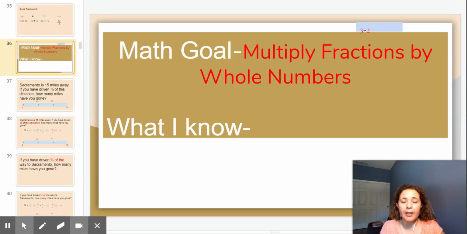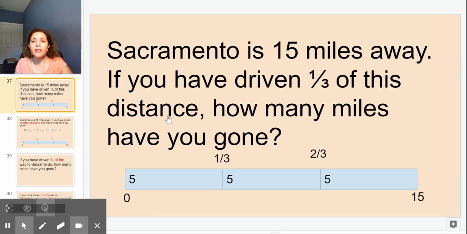All right, so write down in your math notebook, our math goal today is to multiply fractions by whole numbers. Write down everything you know about multiplying fractions and then come back to me. All right, so let's look at our first problem.